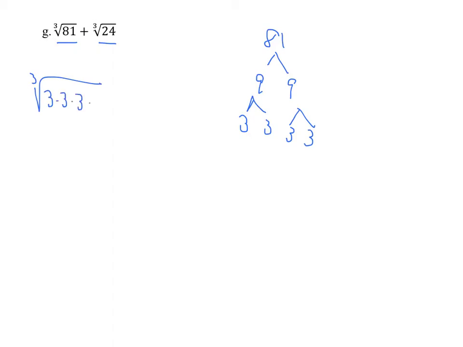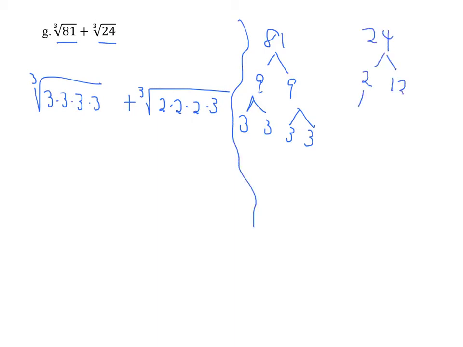This isn't so bad, but I know I can't add these up yet because they are not common. So let's break down 81. Well, that's 9 times 9. And then the 9s break down as 3s. So the cube root will be 3 times 3 times 3 times 3. And then 24, you guys, that's 2 times 2 times 2 times 3. Do you believe me? Do you believe me? Let's do it. 2 times 12. 2 times 6. 2 times 3. Look at how good I am sometimes.